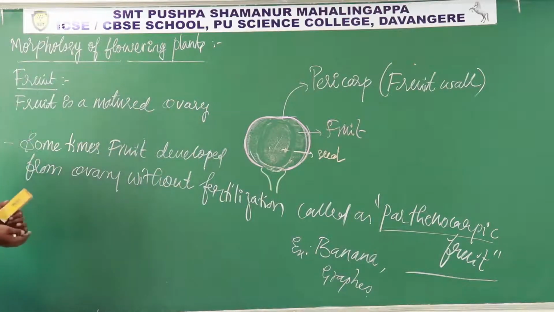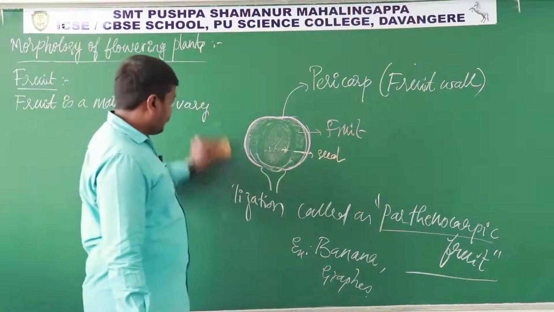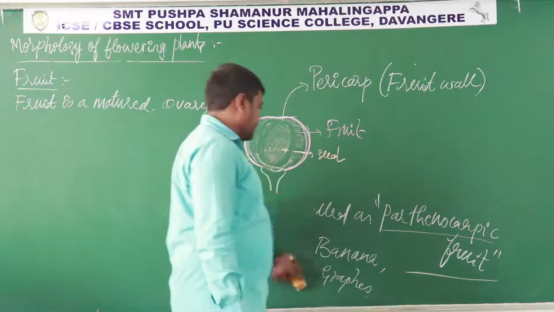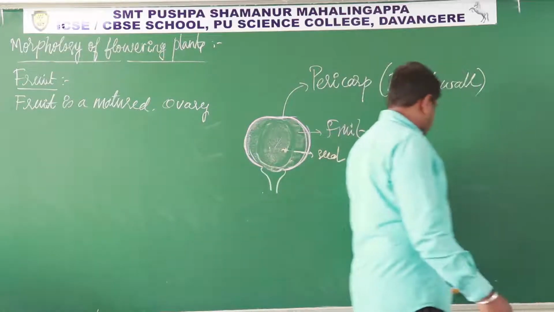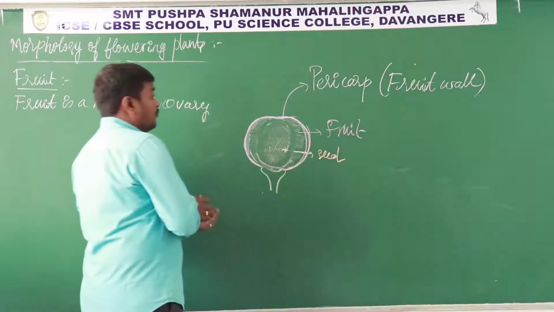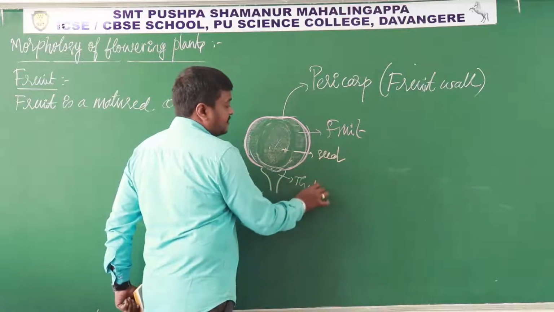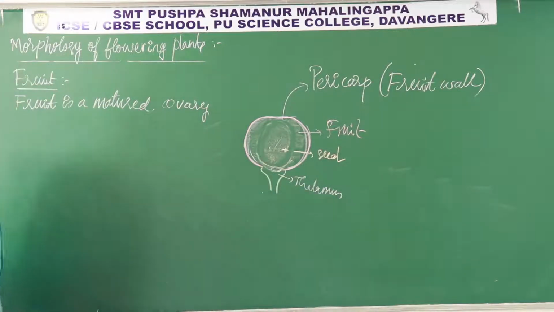Okay, so the part of the flower that develops into fruit is always the ovary, but some exceptions exist. In some plants the thalamus develops into fruit. We can discuss it a little bit later. Okay, so thalamus. Then come to the pericarp.